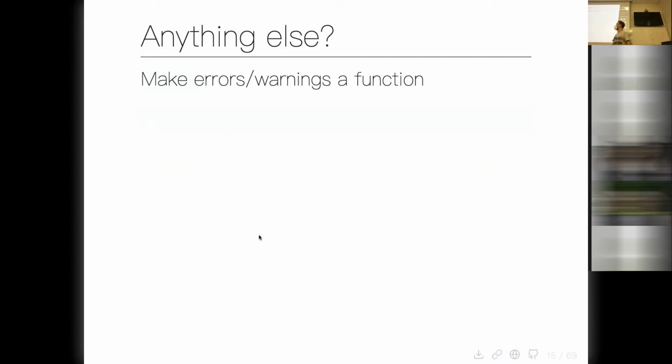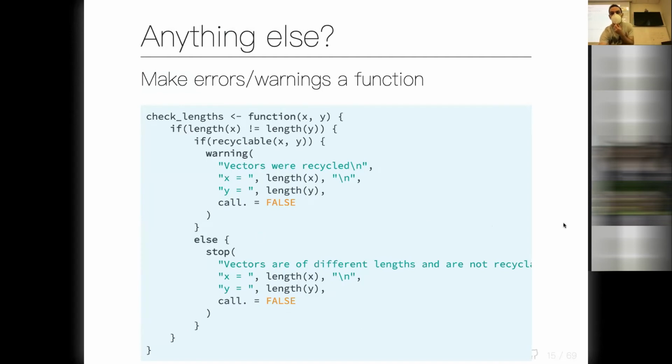In this case, we can actually make the errors and the warnings a function, okay? And that will help us a lot. So this function could still probably be cleaned up more. We could probably still refactor it if we wanted to, but it's pretty straightforward, really. It just looks longer than it actually is.